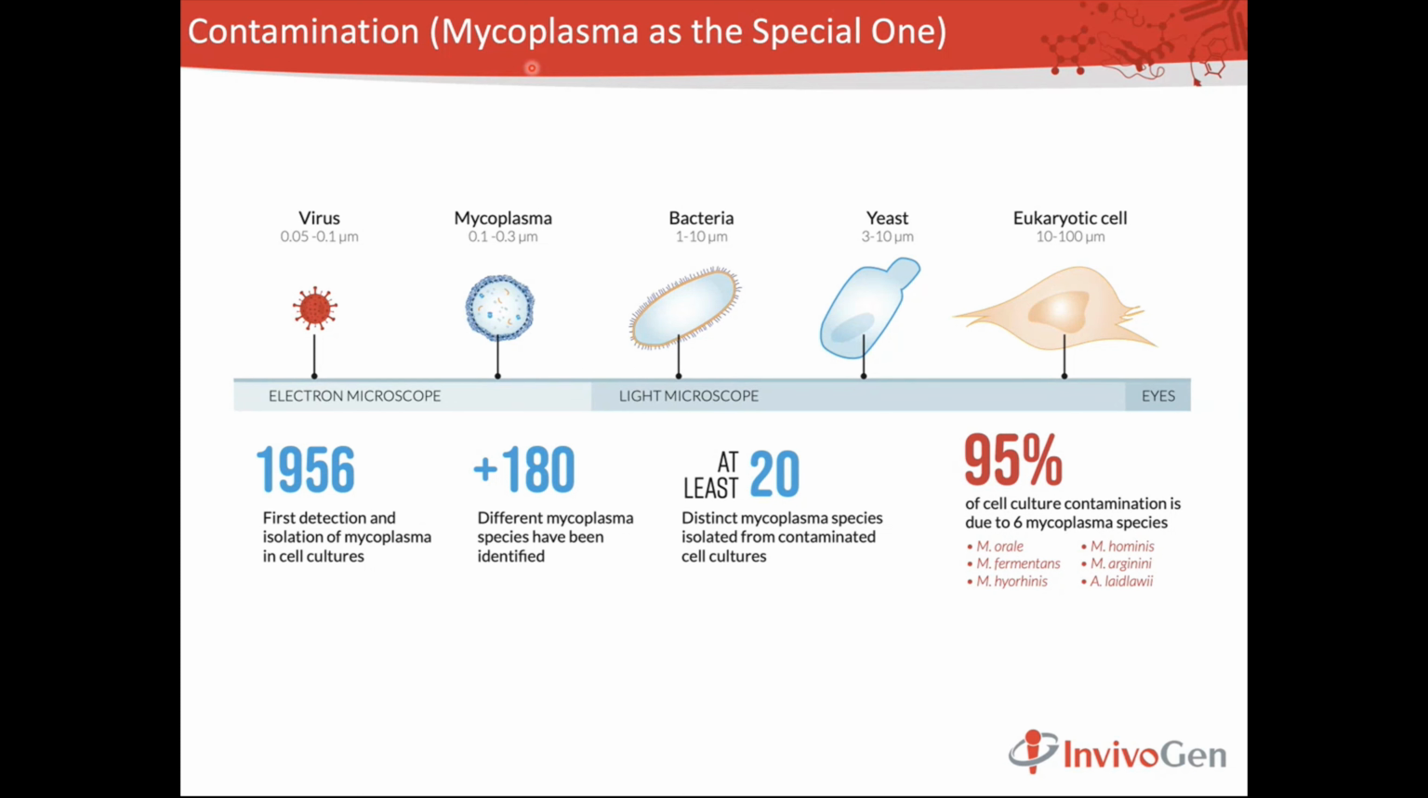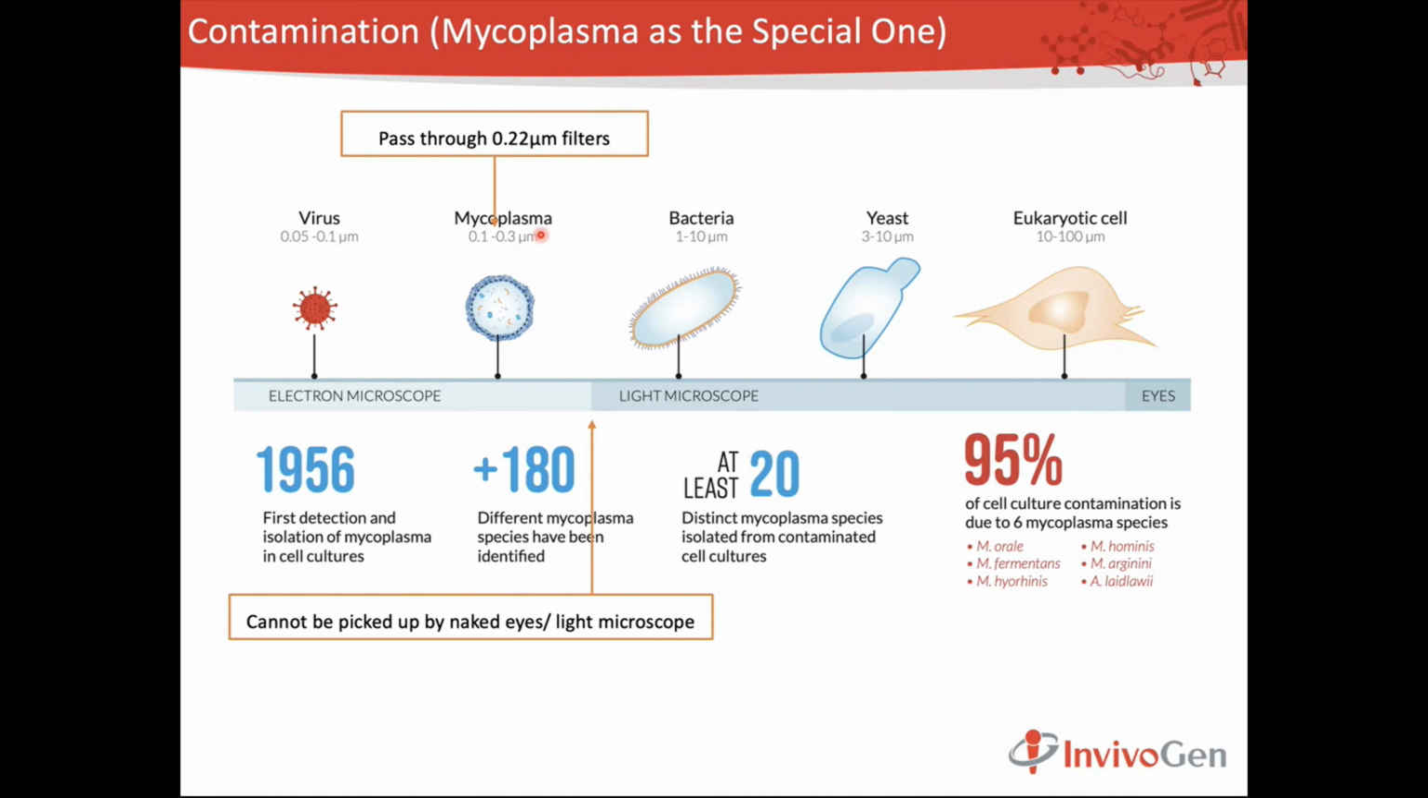If you want to confirm, you can always look at it under a light microscope. Bacteria and yeast can be picked up by light microscope. So for these two, you don't worry. You don't really need a detection method. Mycoplasma is the special one. Why? Because it's so small, 0.1 to 0.3 micron. It cannot be picked up by naked eyes or light microscope.